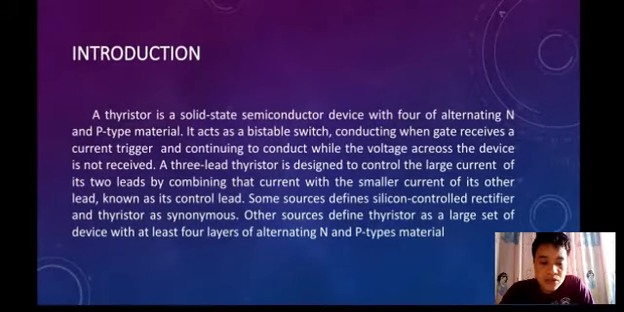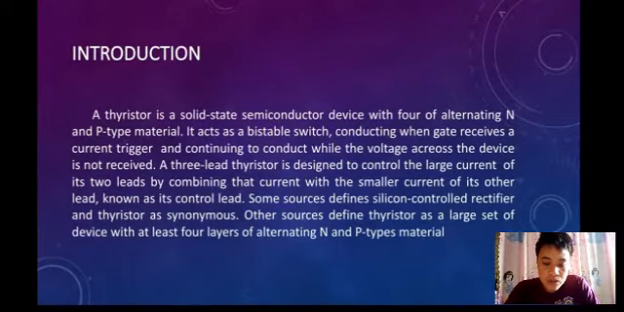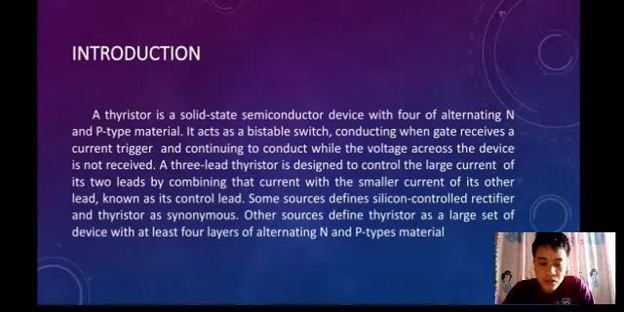A thyristor is a solid-state semiconductor device with four layers of alternating N and P-type material. It acts as a bistable switch, conducting when the gate receives a current trigger and continuing to conduct until the voltage across the device is removed. A 3-lead thyristor is designed to control the large current of its two leads by combining that current with the smaller current of its other lead, known as a control lead.